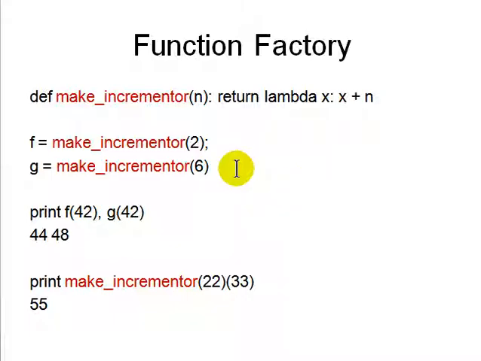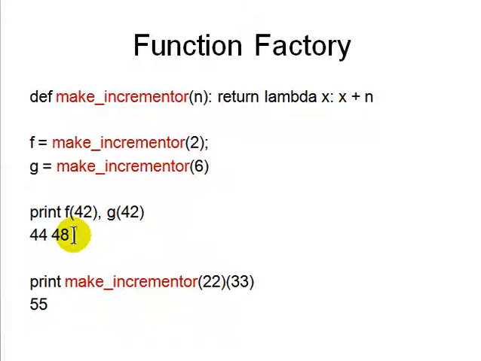You could even make a factory out of it. In this case, make_incrementer is a function that returns another function. What it returns is a lambda function, an unnamed function, that takes input x and returns x plus n. N is the incrementer count that you give at the time of creating the function. So f is make_incrementer(2), which returns lambda x: x plus 2, and g is make_incrementer(6), which returns lambda x: x plus 6. If you call f(42), it prints 44. And if you call g(42), it prints 6 plus 42, which is 48.